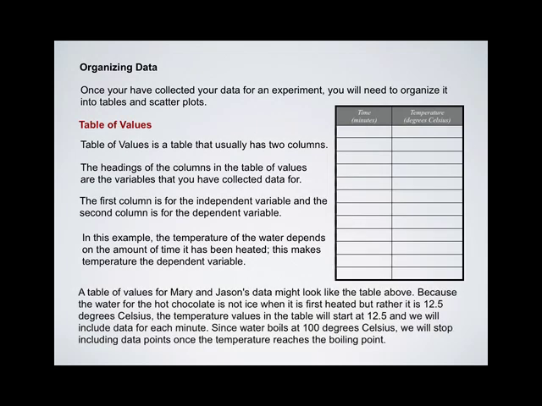A table of values for Mary and Jason's data might look like the table above. Because the water for the hot chocolate is not ice when it is first heated, but rather it's 12.5 degrees Celsius, the temperature values in the table will start at 12.5, and we will include data for each minute. Since water boils at 100 degrees Celsius, we will stop including data points once the temperature reaches the boiling point. And you can see our table of values filled in above.